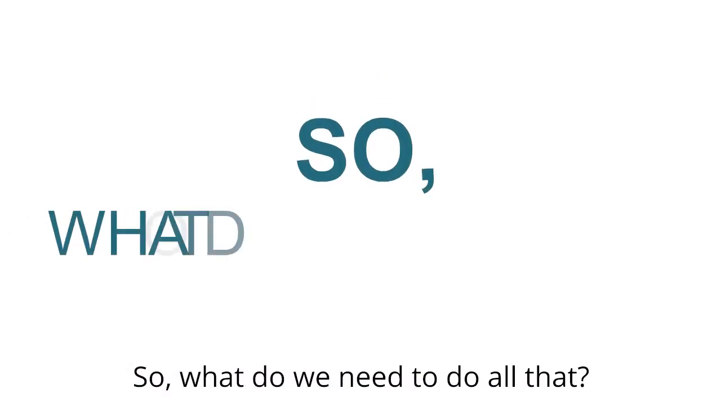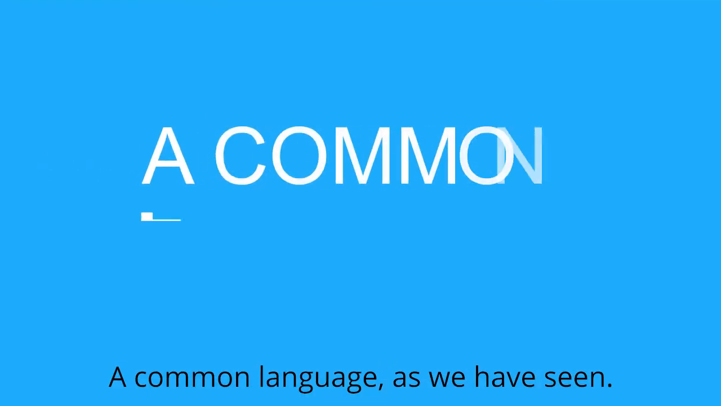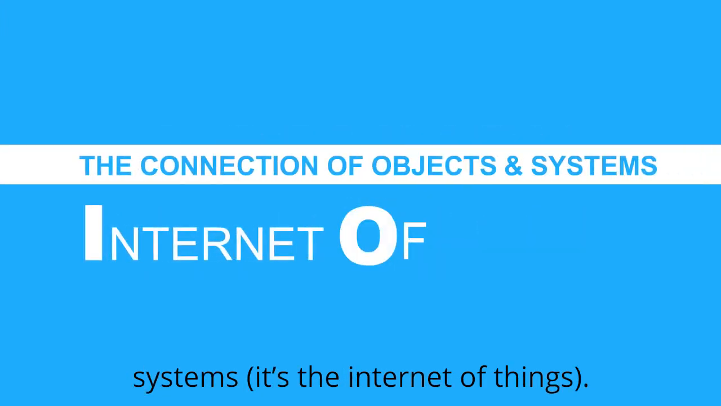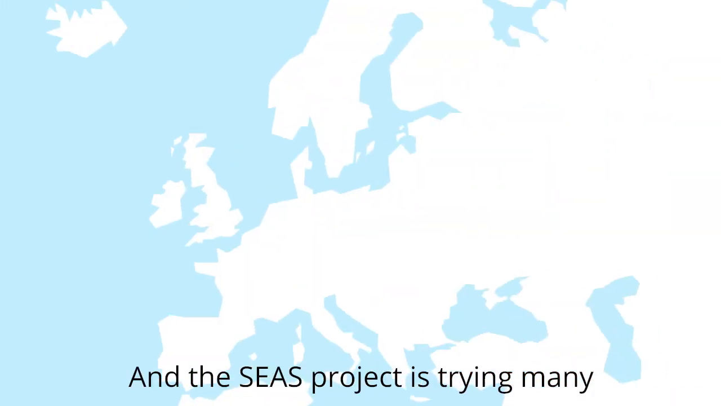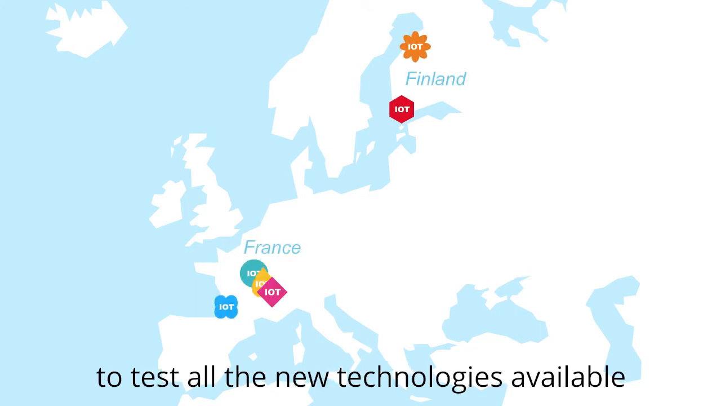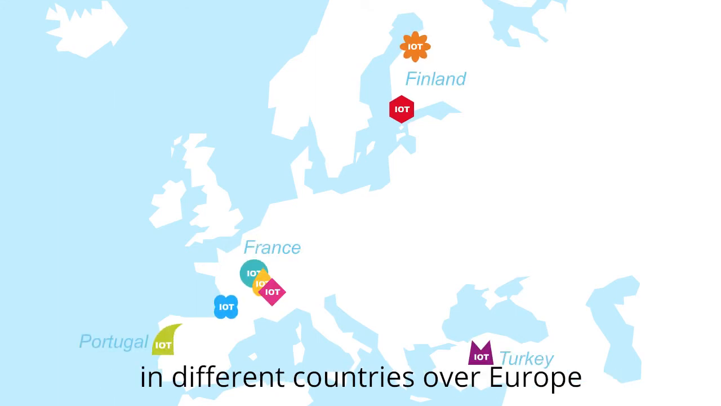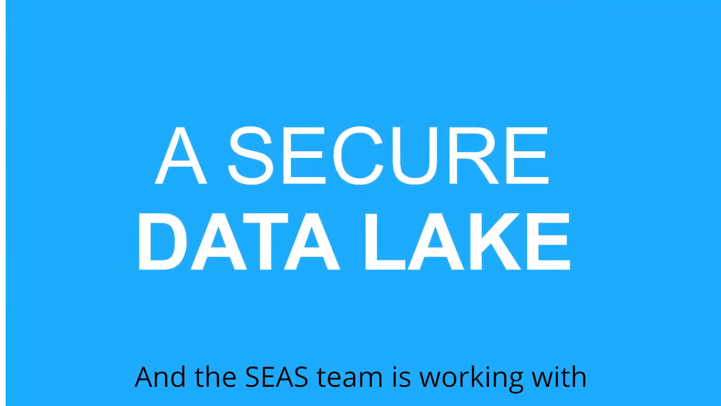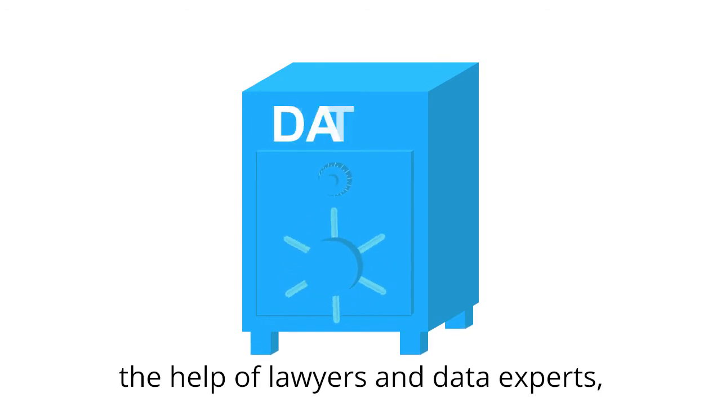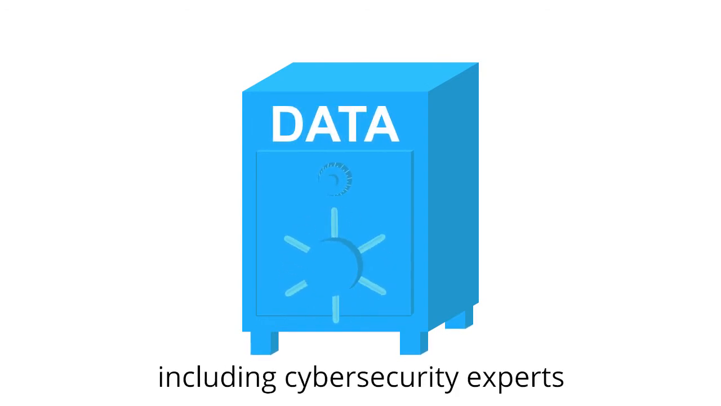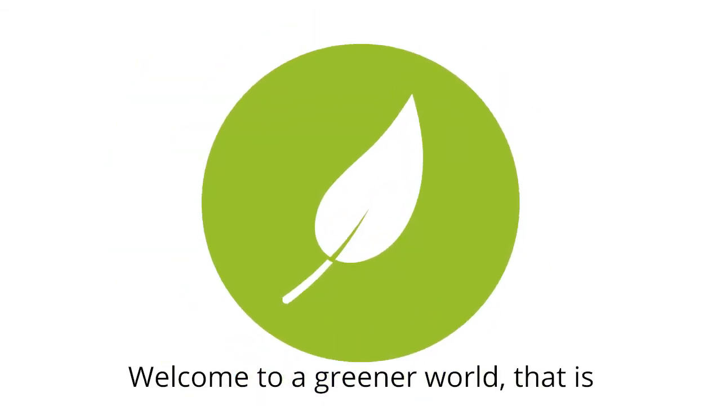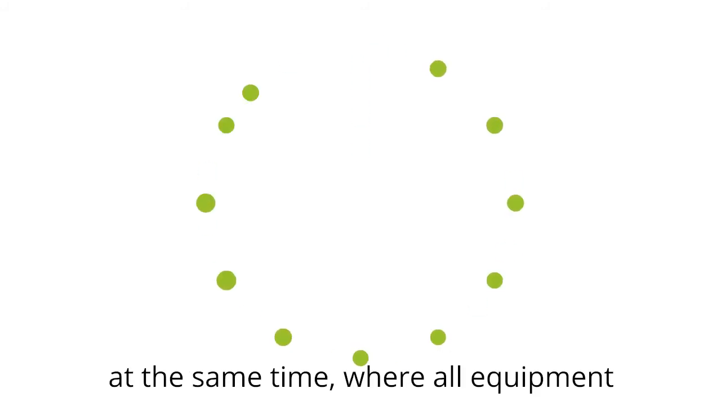So what do we need to do all that? A common language, as we have seen, but also the connection of objects and systems. It's the Internet of Things. And the SEAS project is trying many different Internet of Things systems to test all the new technologies available in different countries over Europe, and a secure data lake. And the SEAS team is working with the help of lawyers and data experts, including cybersecurity experts, on solutions to store data safely.